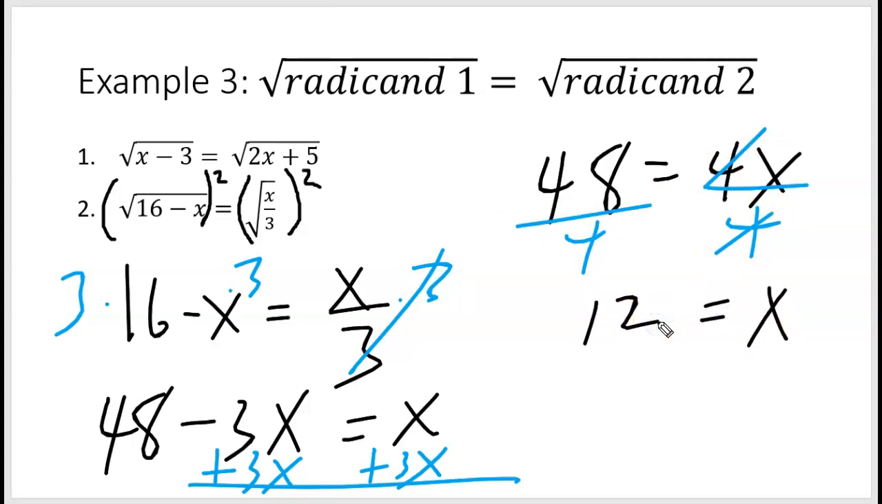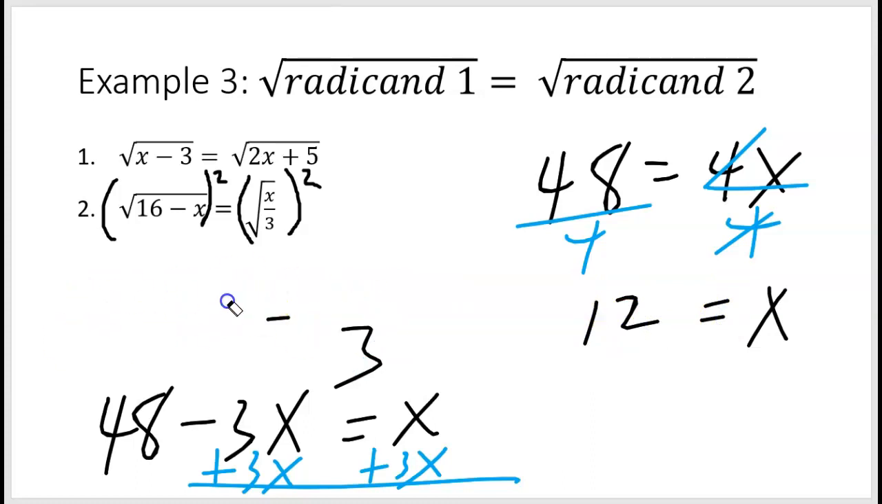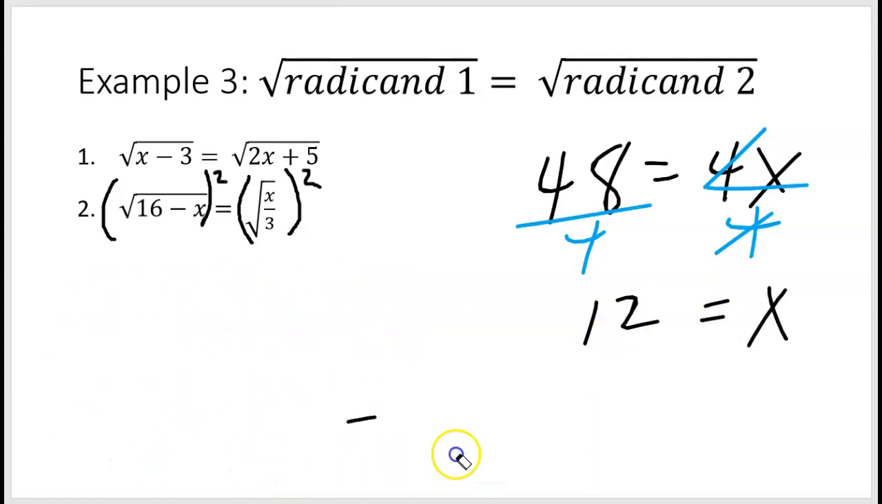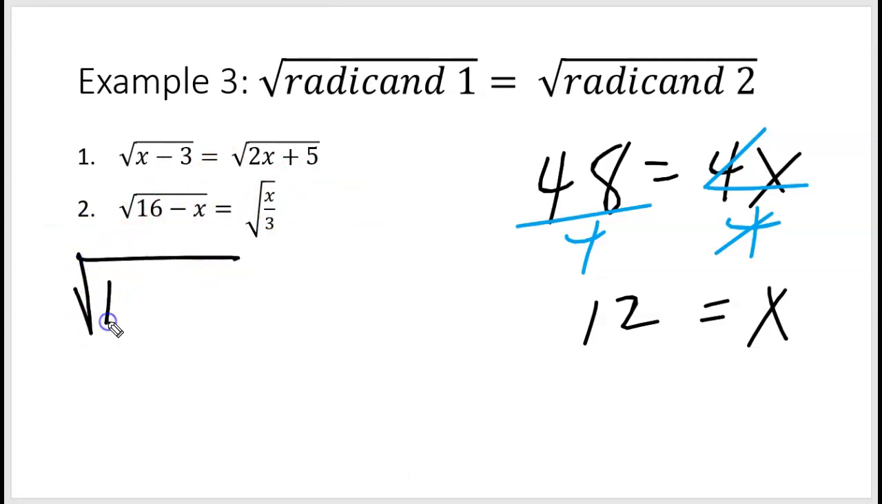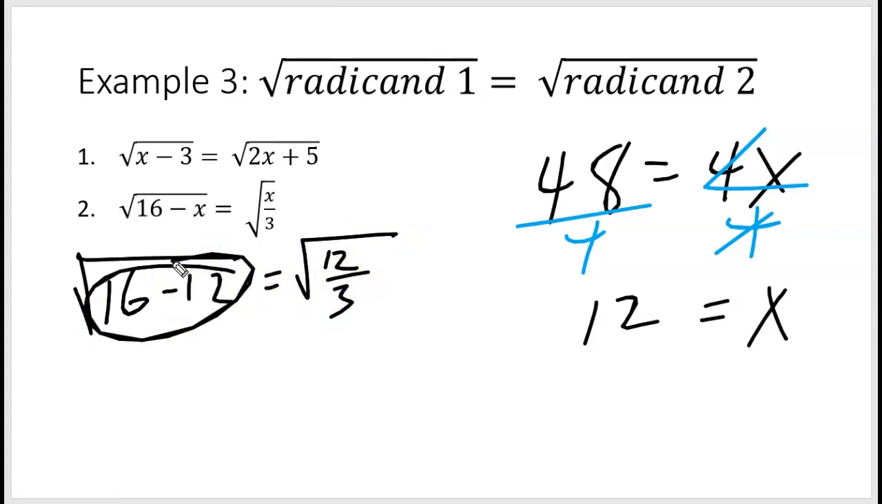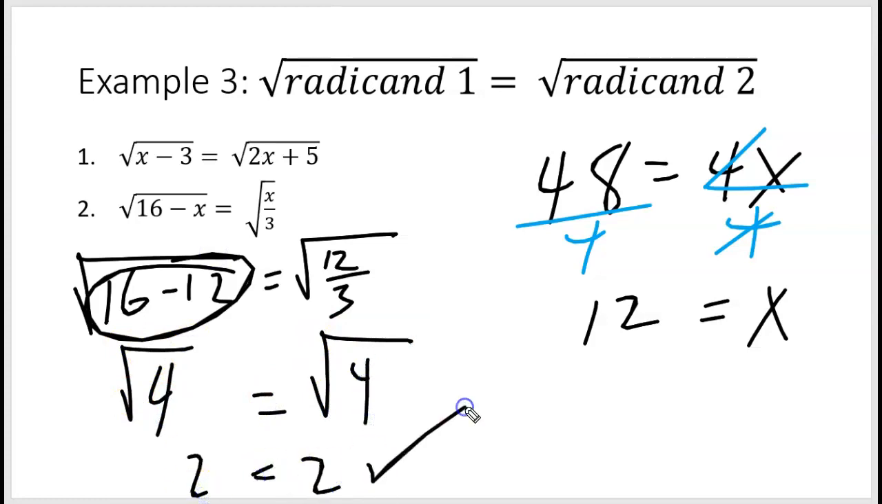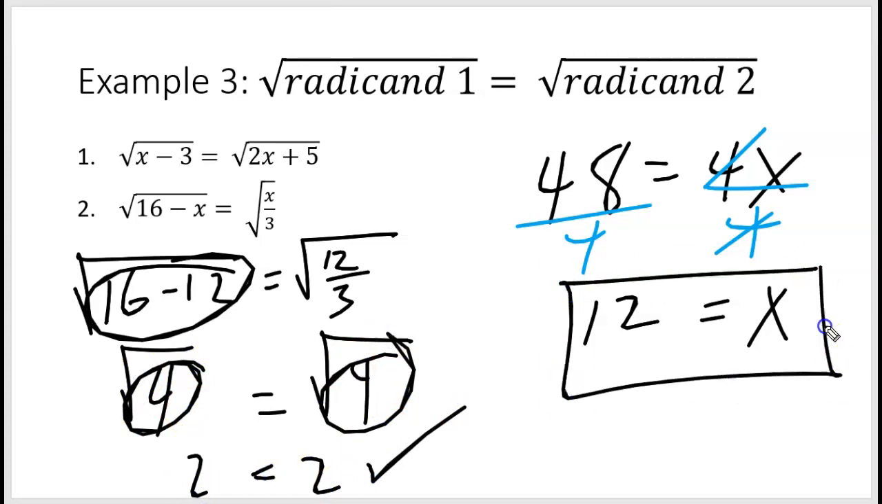So there's my answer, but is it allowed? Well, let's see. Let's plug in our answer and see if it makes any of these square roots have negatives underneath. So I'm going to plug in 12 here, and I'm going to plug in 12 here. All right, 16 minus 12 is 4, and 12 over 3 is 4, and the square root of 4 is 2, and we're good. We didn't have negative square roots this time. So this is actually a good answer. Now, I don't want you guys to think that x can't be negative.